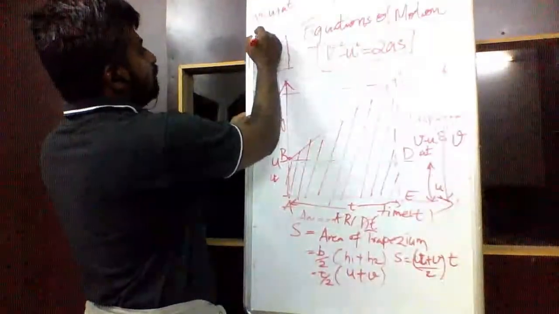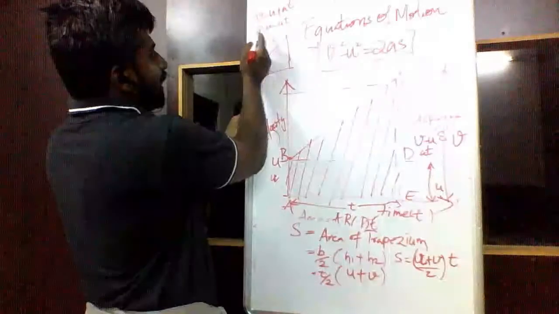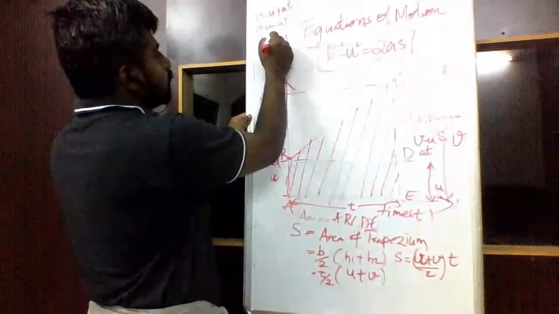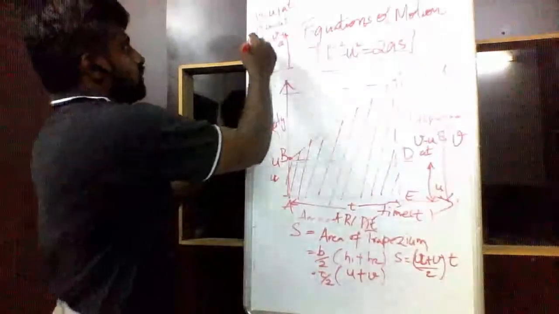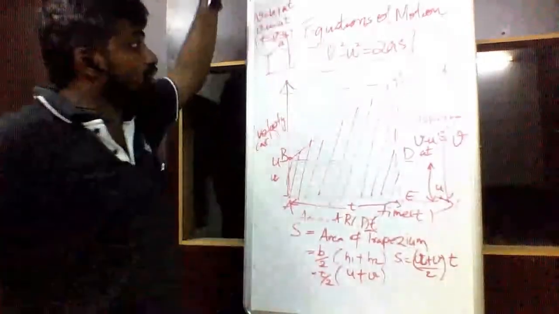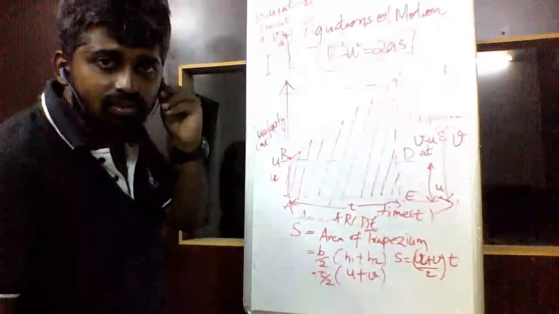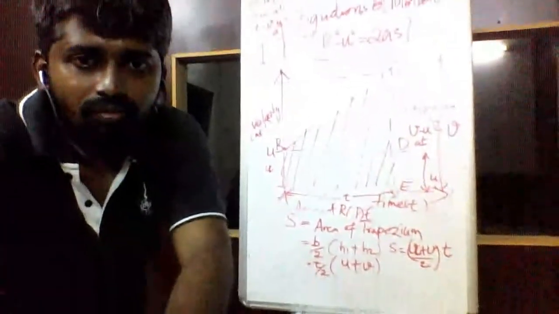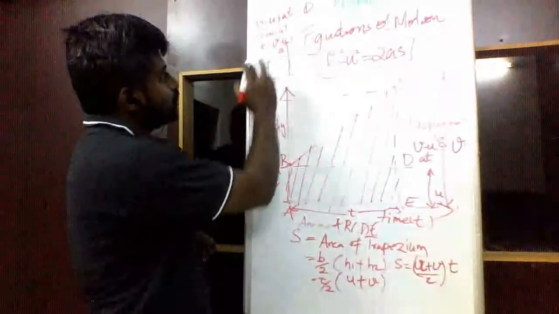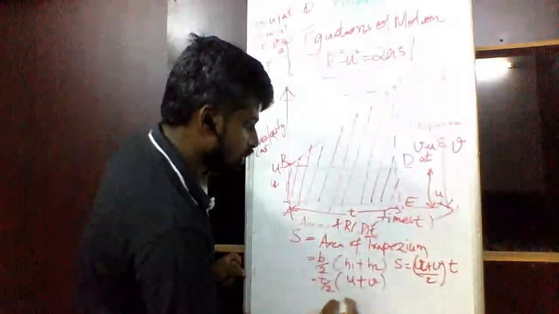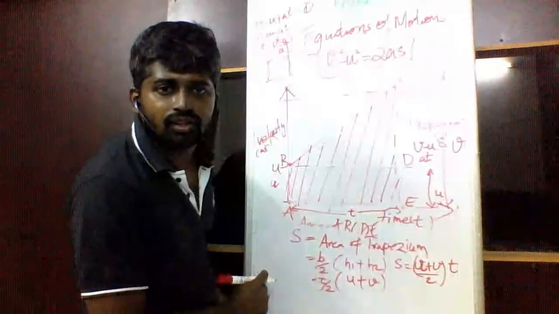So V minus U is equal to AT. This U has gone to this side, so minus. T is equal to (V minus U) divided by A. Simple. T is equal to (V minus U) divided by A from the first equation of motion. Now you are substituting this T into this equation.